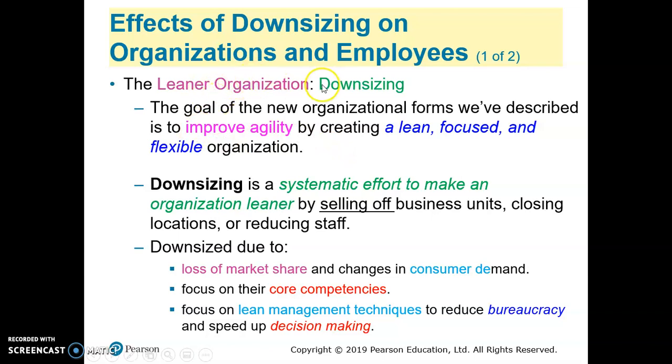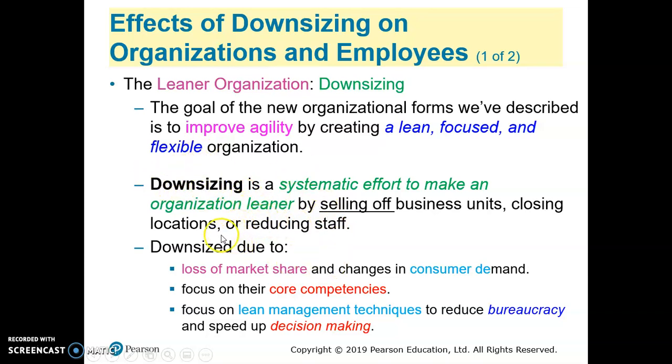So leaner organizations, which is downsizing, the goal of the new organizational forms we have described so far is important to improve agility. So what is meant here, organization become leaner, that means organization decrease in size, because they want to improve their agility, their strength, by creating a lean, focused, and flexible organization. So downsizing is a systematic effort to make an organization leaner. So when we talk about leaner organization, in other words, we talk about downsizing. So the organization become leaner by downsizing or reducing in size.